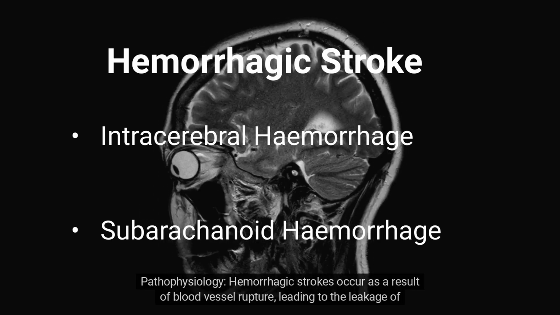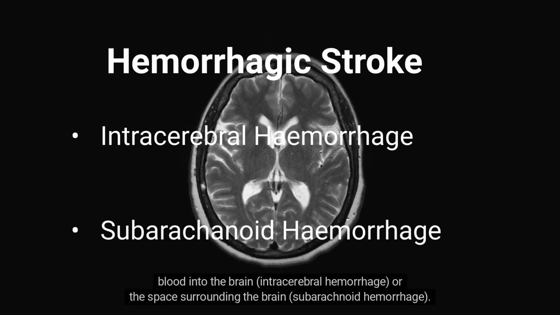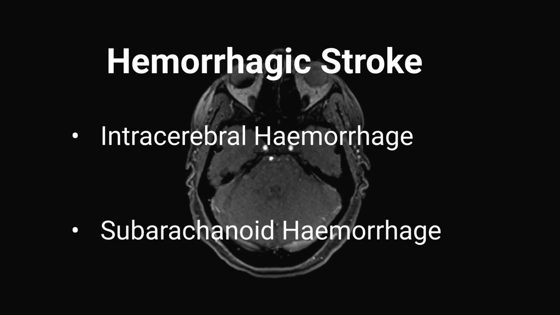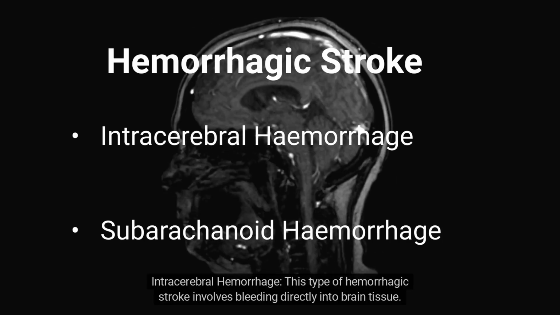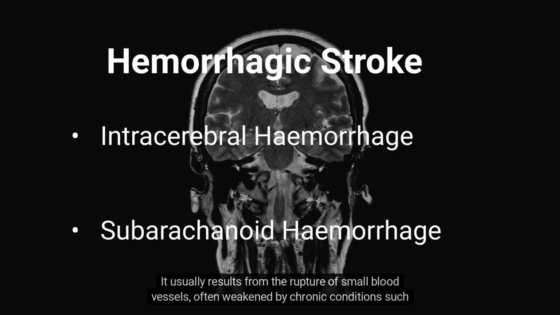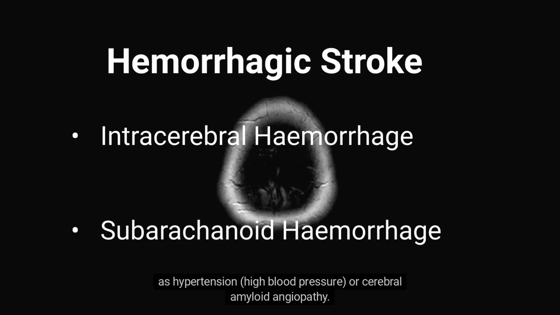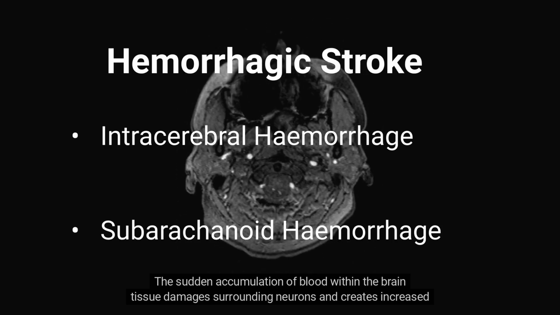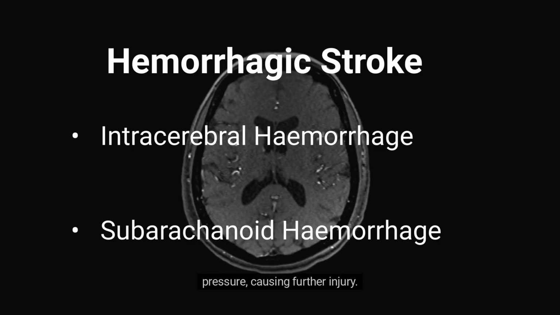Pathophysiology. Hemorrhagic strokes occur as a result of blood vessel rupture, leading to the leakage of blood into the brain, intracerebral hemorrhage, or the space surrounding the brain, subarachnoid hemorrhage. The key pathophysiological processes include intracerebral hemorrhage. This type of hemorrhagic stroke involves bleeding directly into brain tissue. It usually results from the rupture of small blood vessels, often weakened by chronic conditions such as hypertension, high blood pressure, or cerebral amyloid angiopathy. The sudden accumulation of blood within the brain tissue damages surrounding neurons and creates increased pressure, causing further injury.